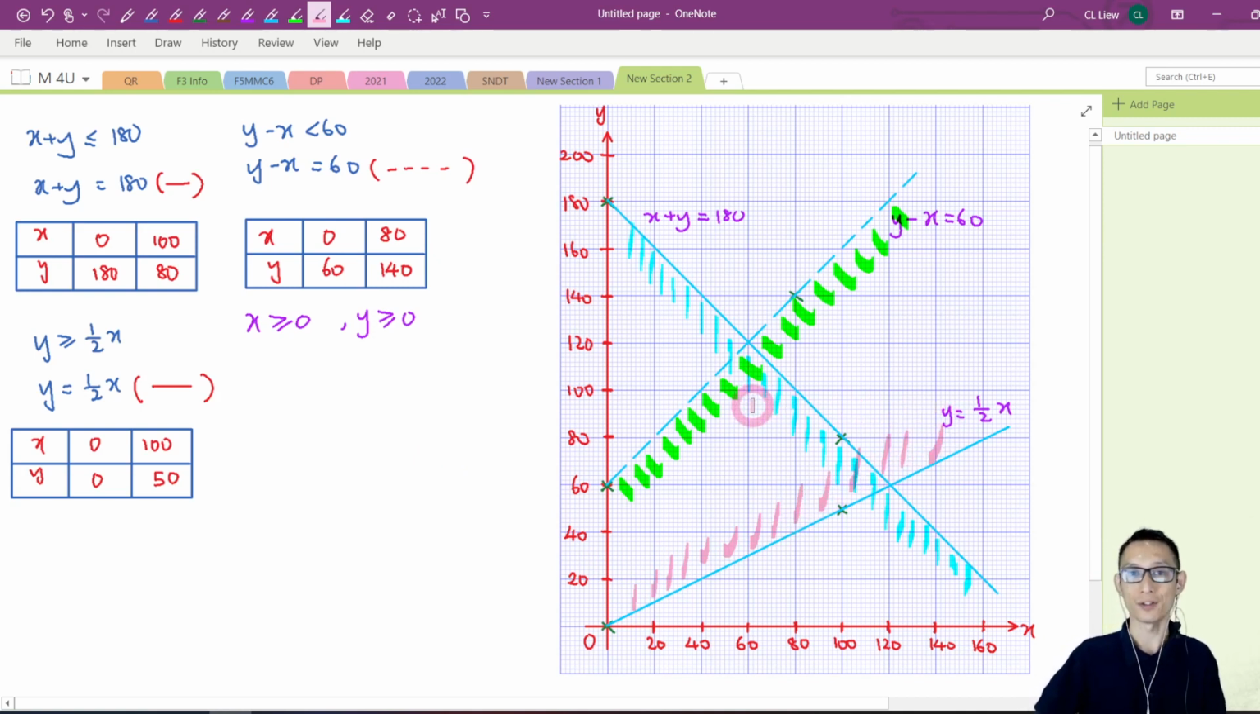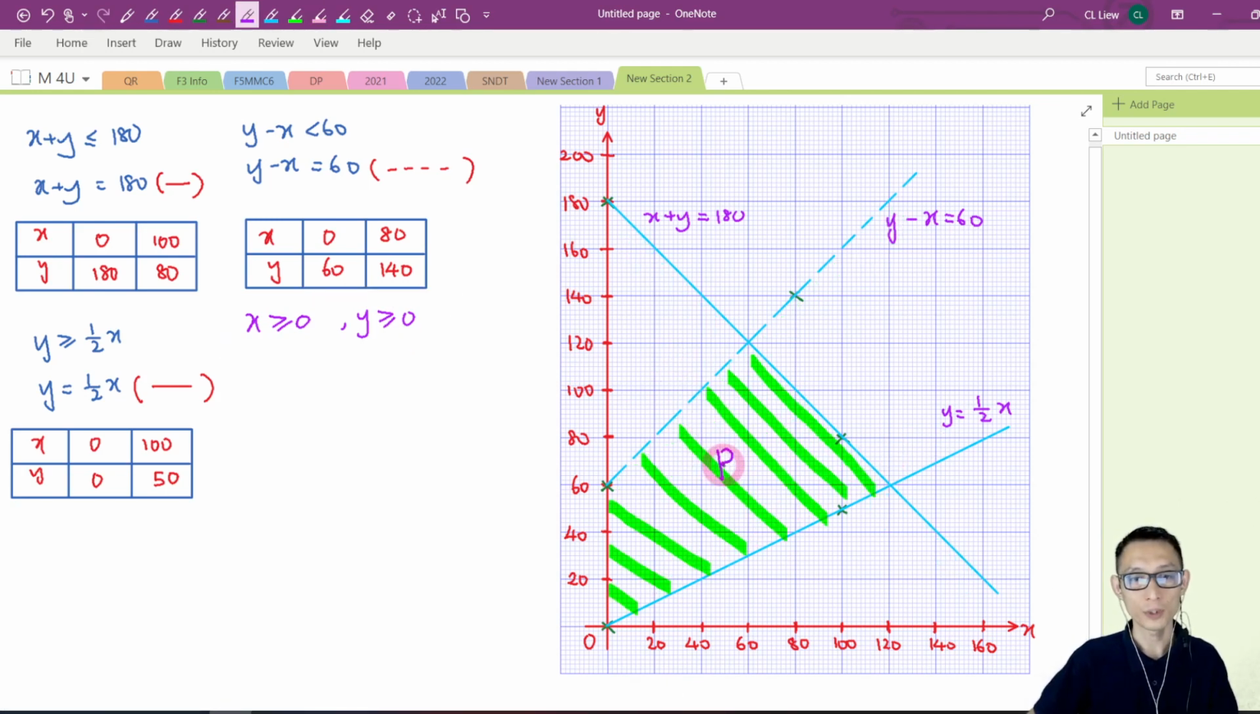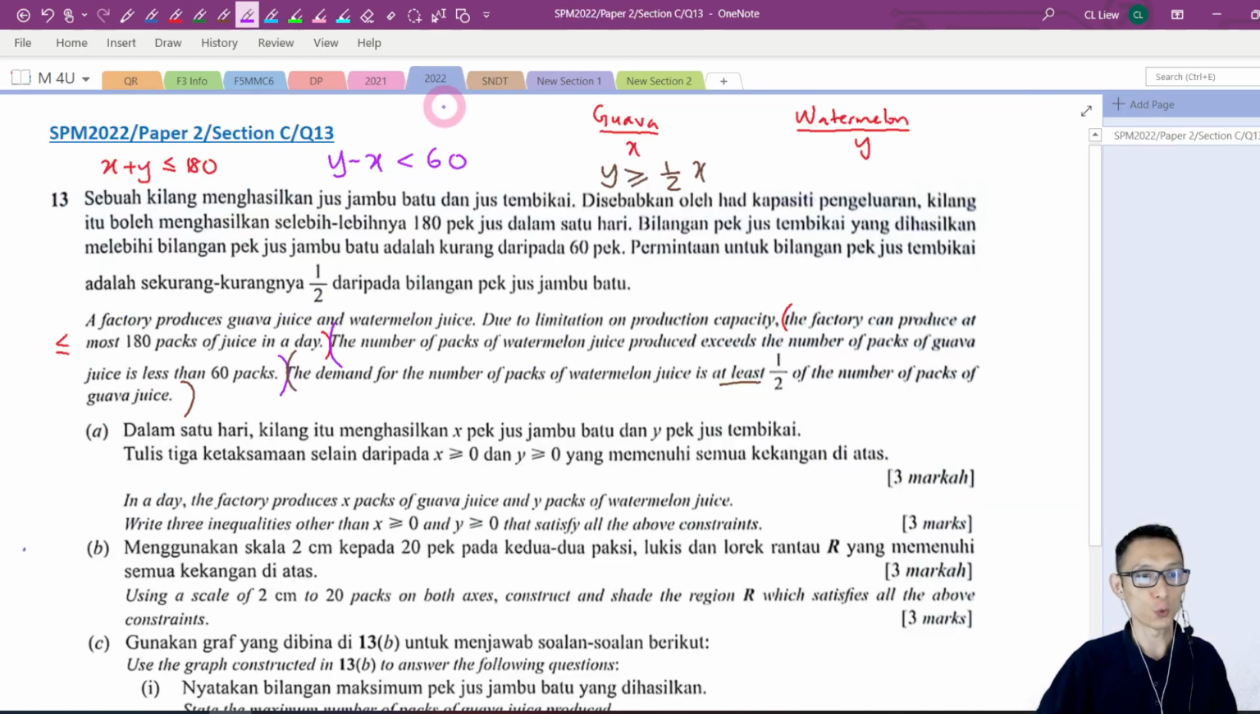Now you know the region that you need to shade, right? Here. You cannot shade here because we have another 2 given inequalities, which are x greater than or equal to 0, because x is the number of packs, right? Y also the same thing, greater than or equal to 0, because it's the number of packs, it cannot be negative. So you know that you need to shade here. This will be the region that we need to shade. We have done this part and this part.